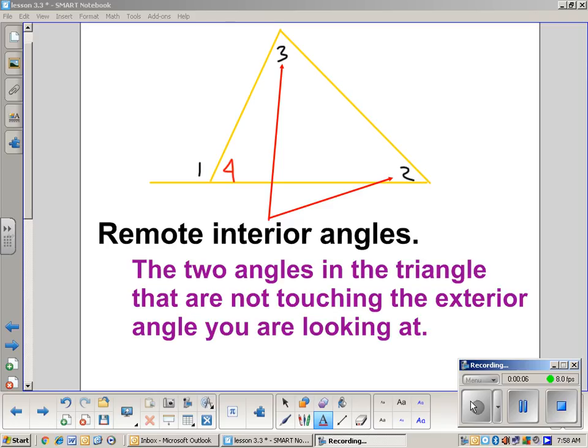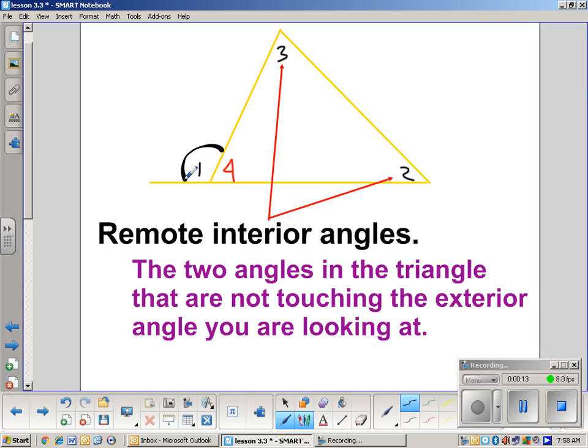So again, this is the exterior angle in our picture. Angle 1 is our exterior angle. Angle 4 is adjacent to angle 1, isn't it? Sharing this common side, sharing this vertex. So I put that in terms of it's touching that exterior angle. And so the remote interior angles are the two angles that are not touching that exterior angle. The angle we're looking at is the exterior angle. Okay?